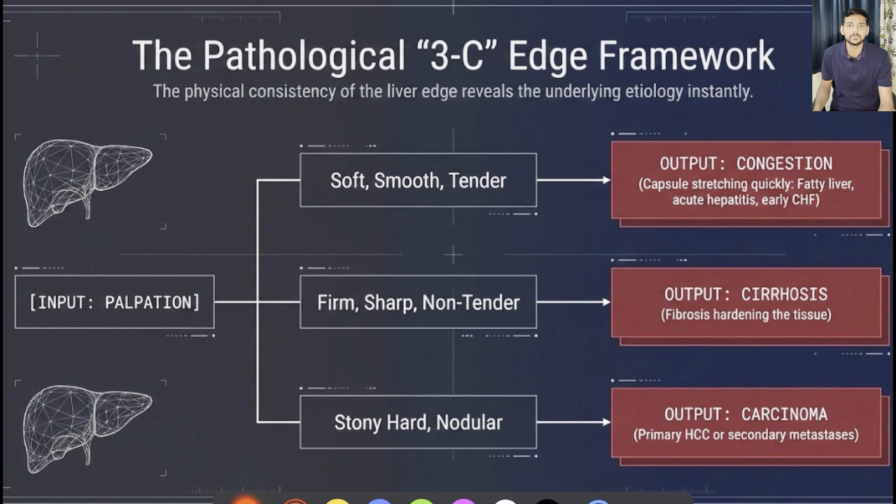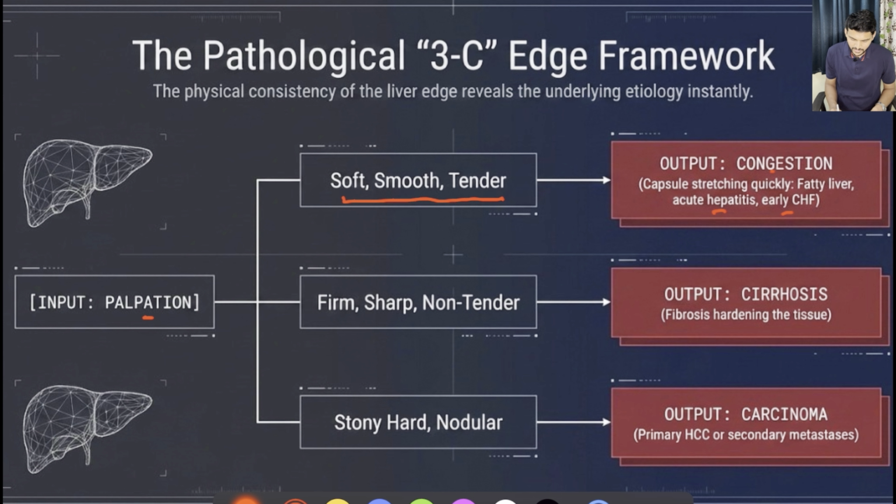Now how to decide what exactly is causing that hepatomegaly? For that, during palpation, focus on few things. For example, if the liver is soft, smooth and tender, think of congestion. Usually liver is insensitive to pain, but sudden stretch of the capsule of liver in cases of acute hepatitis, early stages of congestive heart failure, that sudden stretch will lead to tenderness of liver.